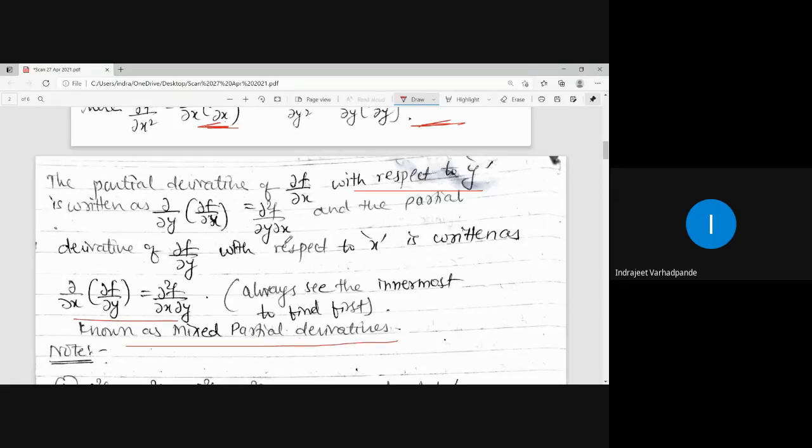Now how to identify: whatever is the innermost, that you have to find first, and then it should be differentiated with the opposite variable. Clear? Yes sir. Yeah. So that is how we have to calculate and simplify.